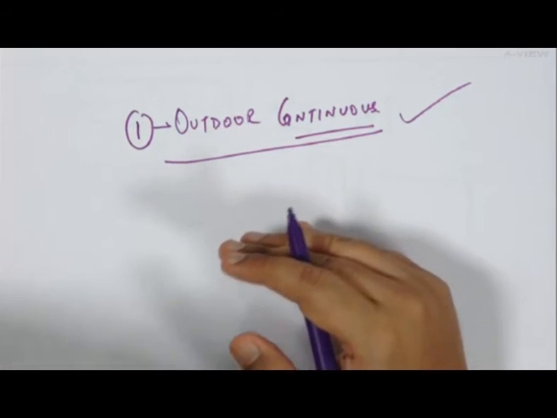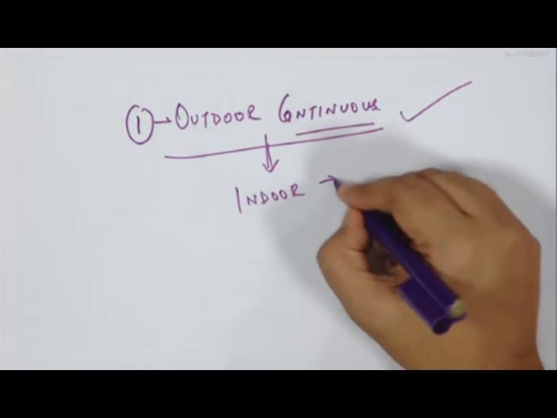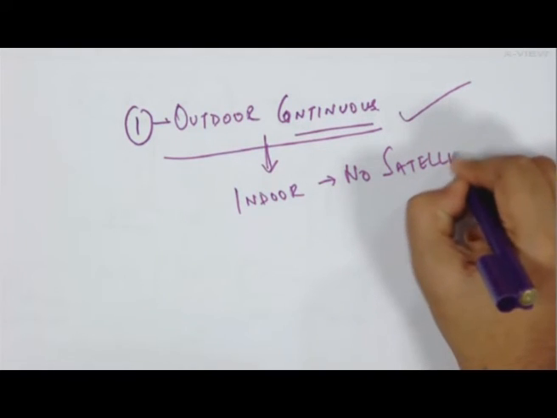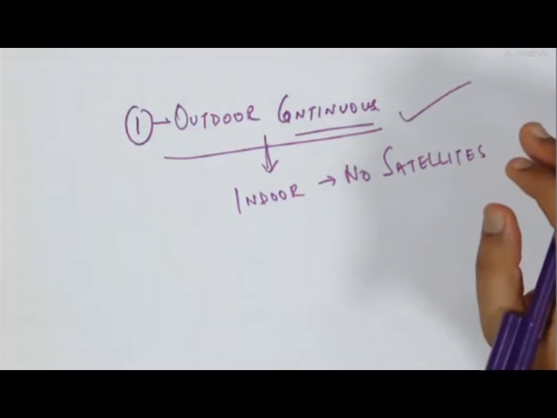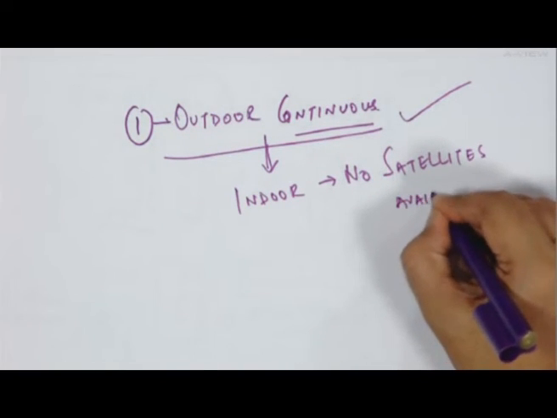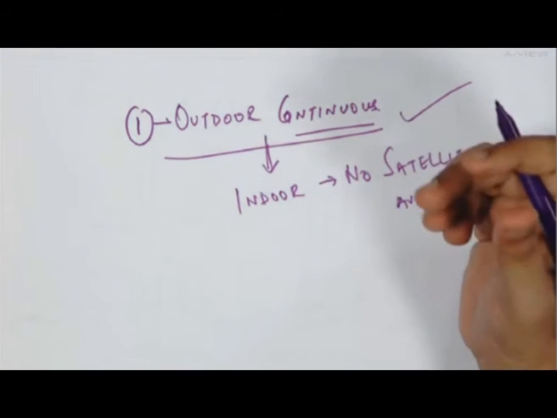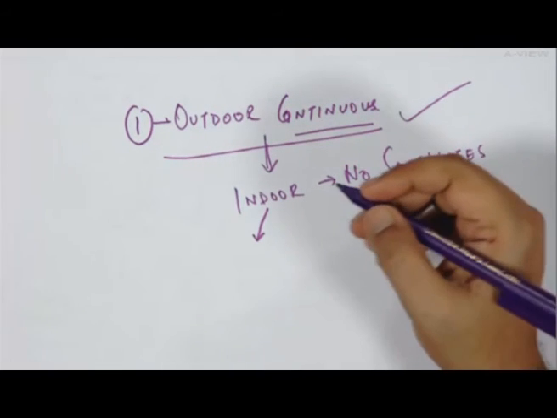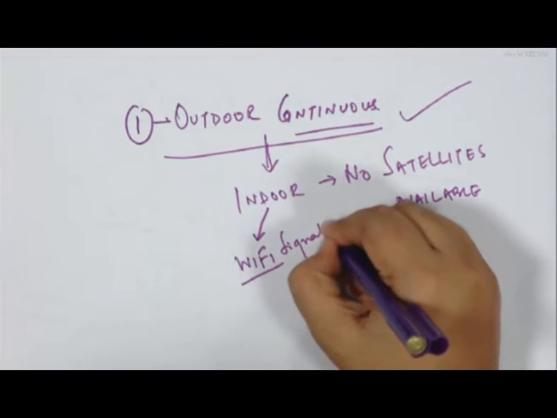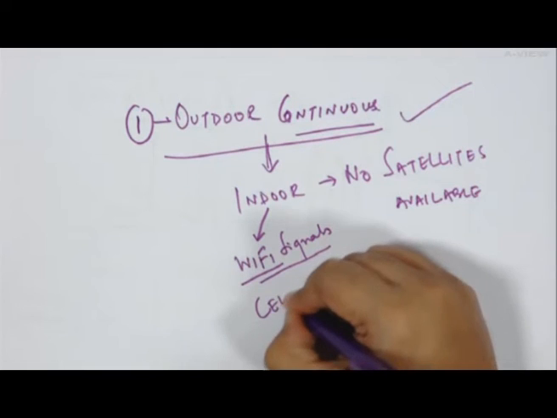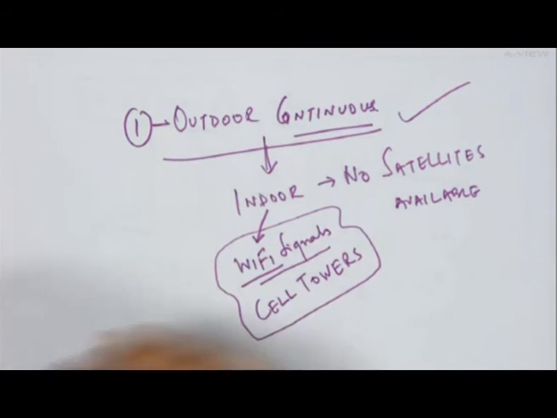Now the next question is indoor: we cannot use satellites indoors, the satellite signal will not be available. So all these funky calculations which we did cannot be done indoors. What are the hopes indoors? One big hope is, what are the other signals you are getting? You are getting Wi-Fi signals and cell tower signals. So you may get two types of signals: one is Wi-Fi signal, another is cell tower signal.